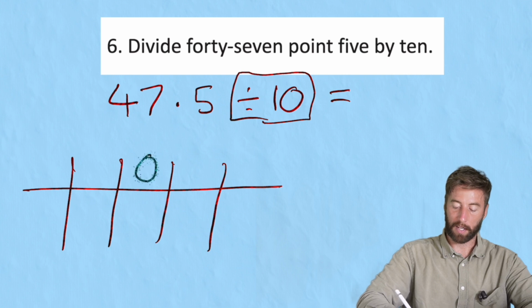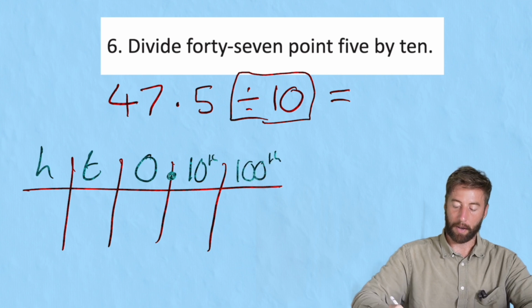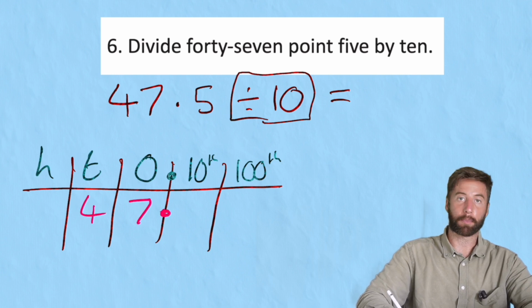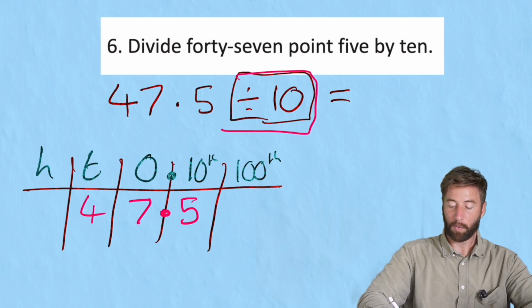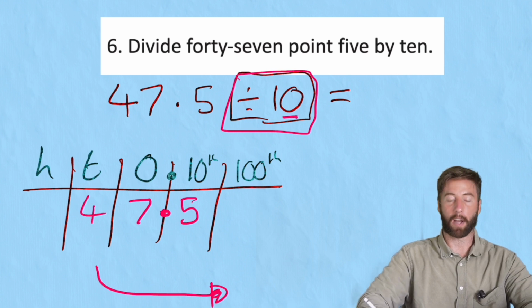Let's put my ones here, tens, hundreds, put my decimal in place, tenths and 100ths. Now I'm going to put my number in place. I have 47.5, so I have 4 tens, 7 ones, point on the decimal line, and 5. And then if I'm dividing, well, this time I'm going to come down my place value chart. How many times am I going to come down? Well, we're only dividing by 10, so we're only going to move 1 place.